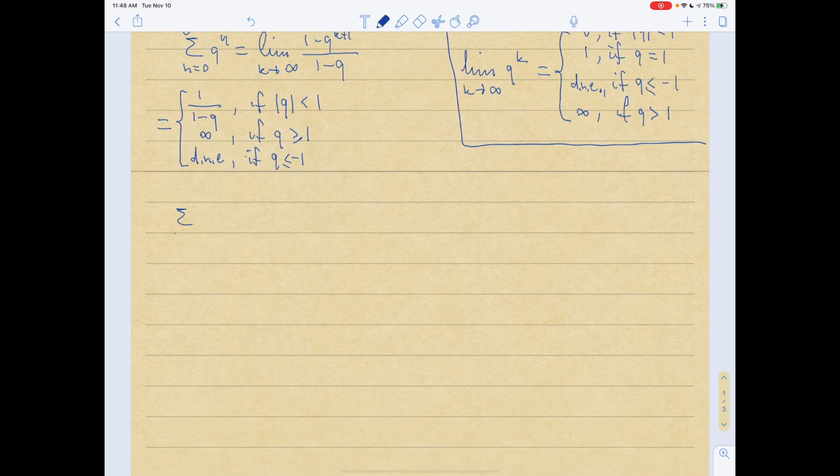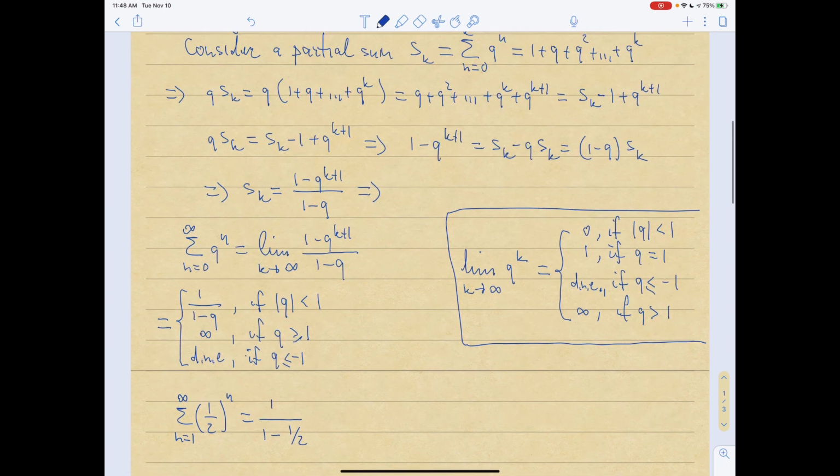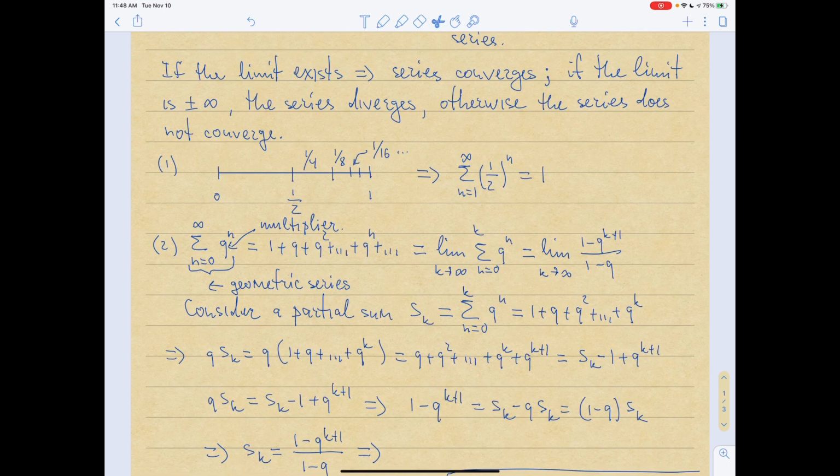So sum n from 1 to infinity of 1/2 to the n. And then according to the formula up here, this should be equal to 1 over 1 minus q, where q is 1/2. So 1 over 1/2 is 2. And that's a different number than what I got here, because here I got 1. So what is the problem?